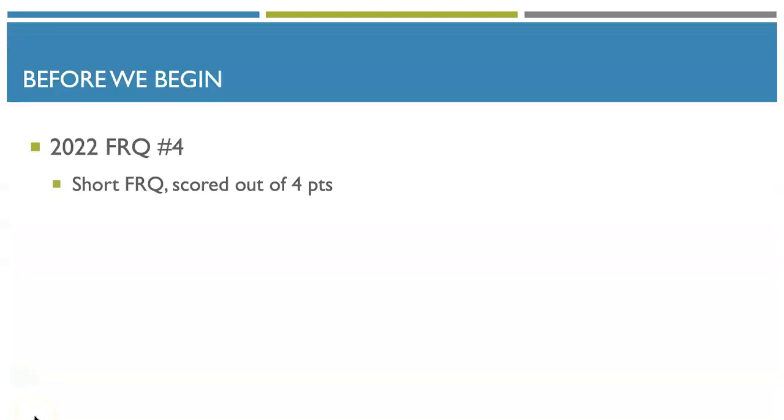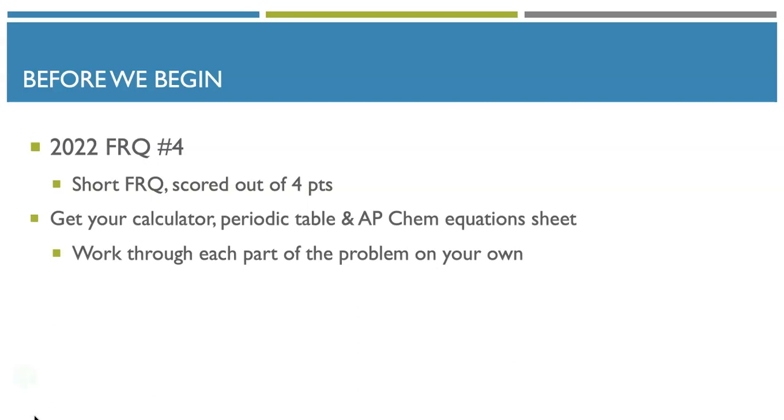And what we're doing in this webcast today is going through free response question number 4 from the 2022 exam. This is a short free response question, and that means it's scored out of 4 points. Before we get started, go grab your calculator, your periodic table, and your formula sheet if you don't already have them handy. What I recommend is that you let me introduce the problem and then pause the webcast, try to answer it on your own, and then listen to my explanation.